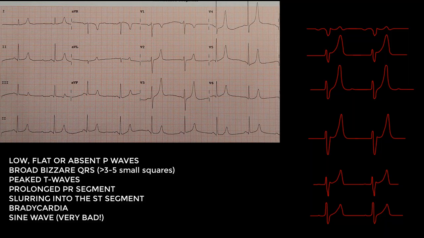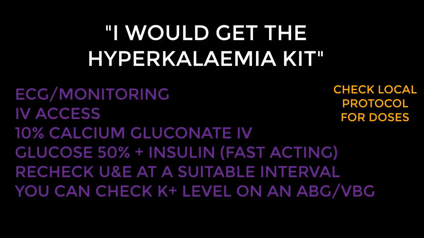The first thing is to arrange an ECG monitor, and you get the resus equipment to the bed if the person's unwell. And you do their obs and vital signs, like their blood pressure and pulse ox. You establish IV access using a large bore cannula, and you give 10% calcium gluconate. You give this because it stabilizes the myocardium. You then give a mixture of glucose and insulin. The reason you give the glucose is because the insulin will drop the sugars, but you don't need the sugars to drop because you're not using insulin for that reason.